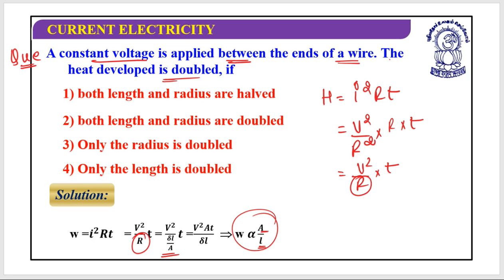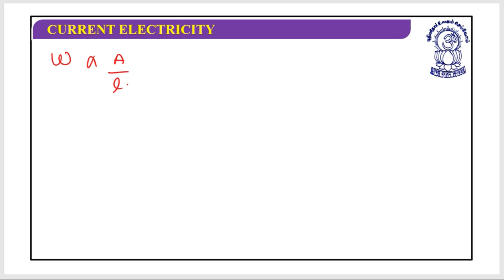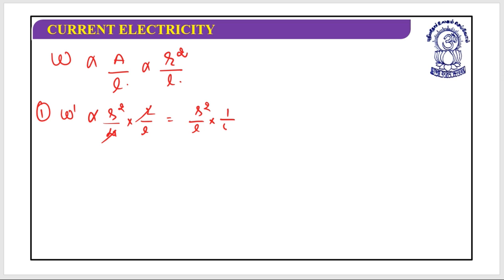Now what they have said: both length and radius are halved, both length and radius are doubled, only the radius is doubled, or only the length is doubled. So let's check. Area is given, so I can write it as R squared by L. If I opt for the first option, both length and radius halved, then W dash would be R squared by 4, and this is equal to L by 2. So this would be R squared by L by 2, which is half of the power, so this will not work for me.